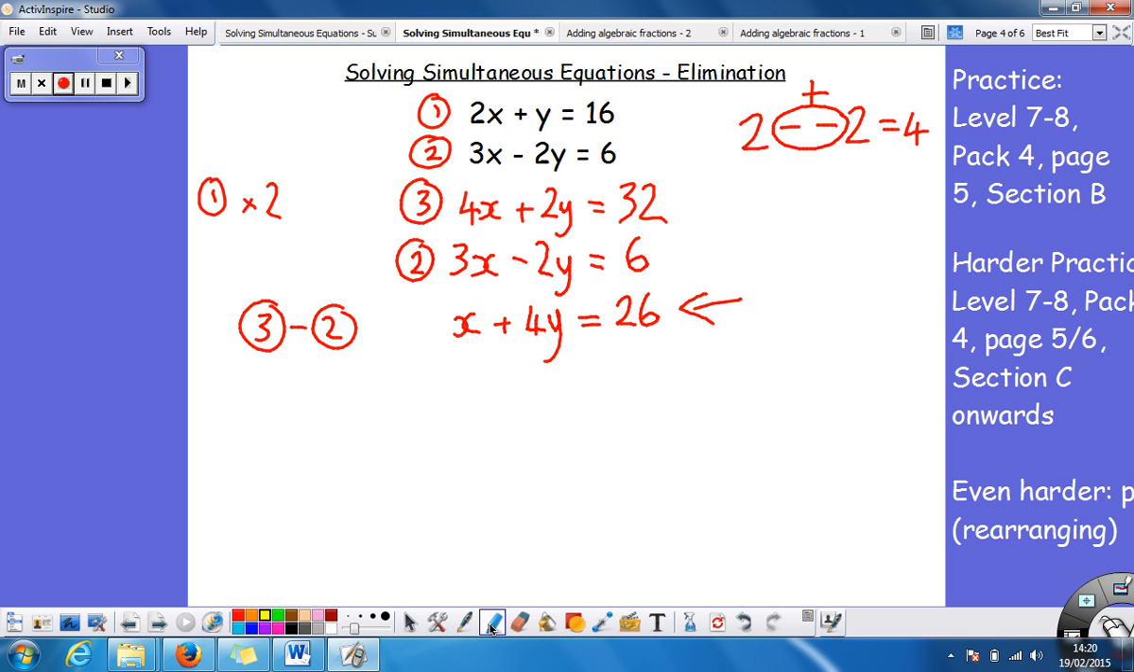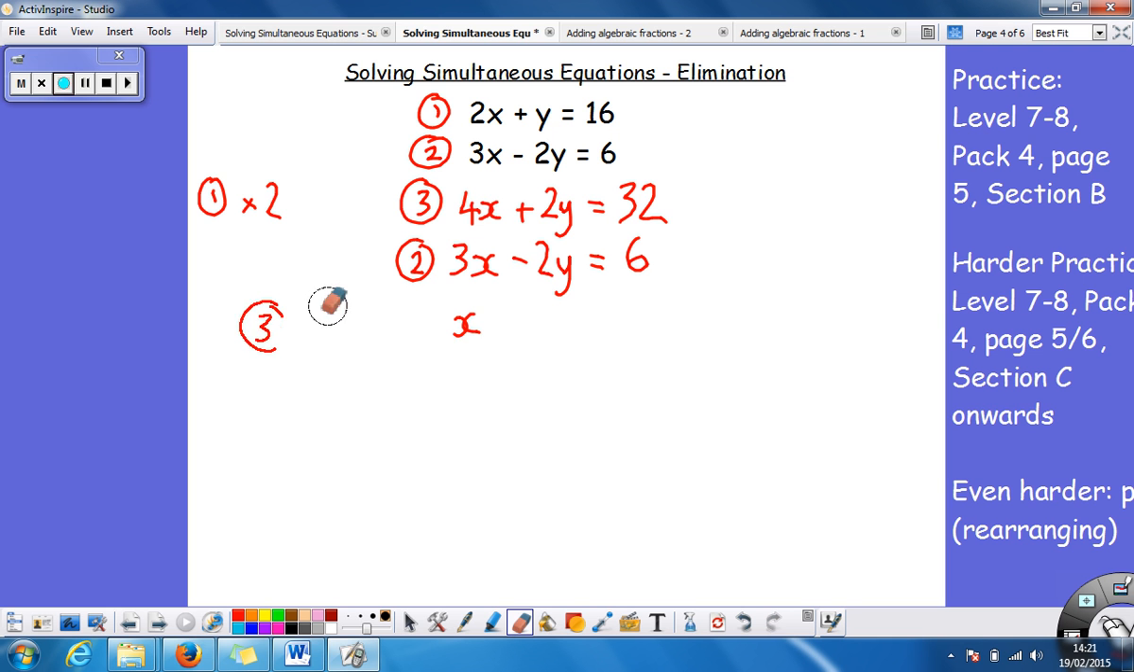So I need to be careful here and really make sure that I think about how to eliminate. I still want to get that same coefficient. I want it to be the same digit. However, I need to make sure that I subtract or add as appropriate. So, in this case, what I actually want to do, if I've got a positive 2 and a negative 2, is I'm going to do equation 3 add equation 2.